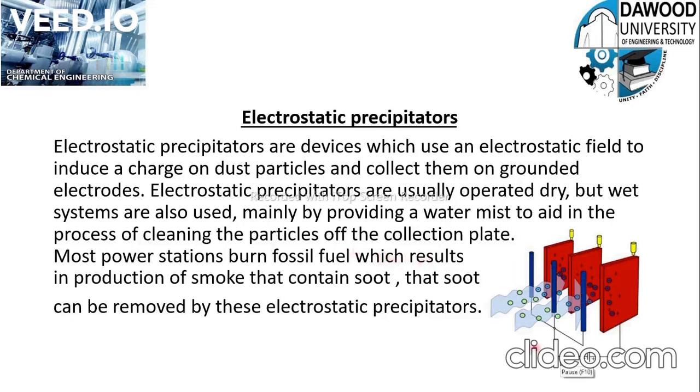Electrostatic precipitators are mostly used in power stations where fossil fuel is burned. The burning of fossil fuel produces smoke that contains soot, and that soot must be removed because it can cause harm to human beings, as well as to buildings and the environment. The electrostatic precipitators are very often used for this purpose.